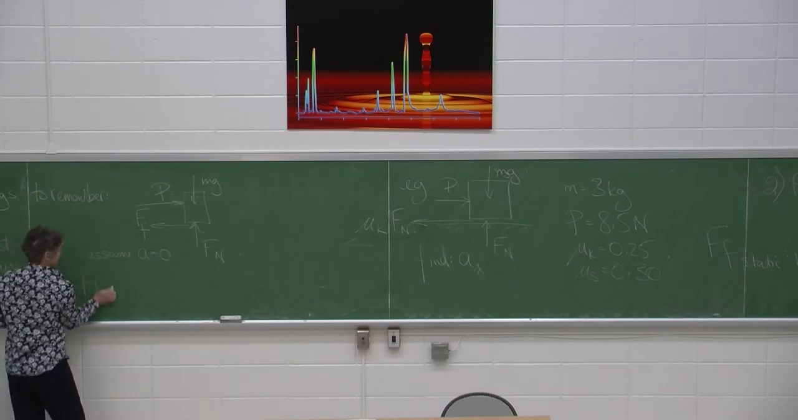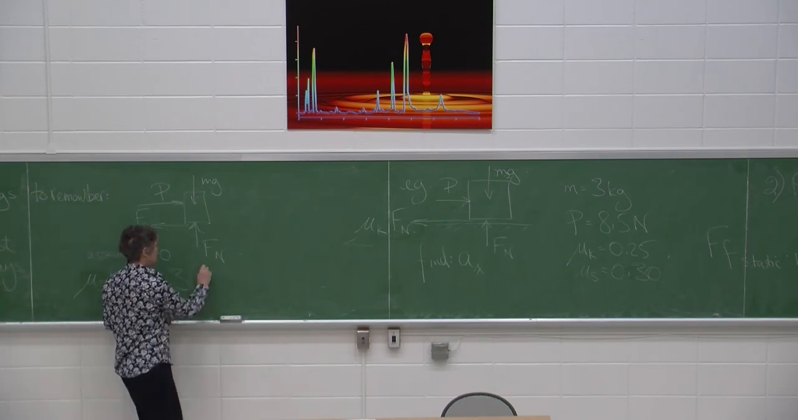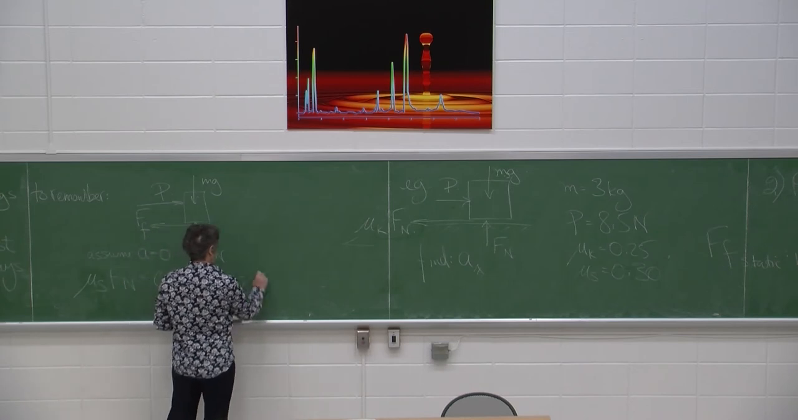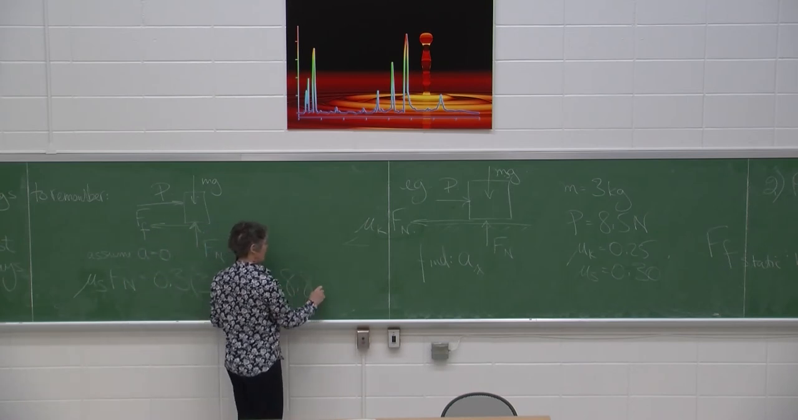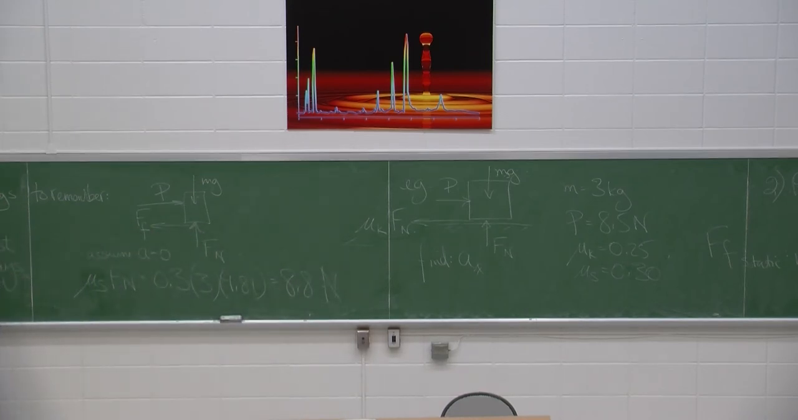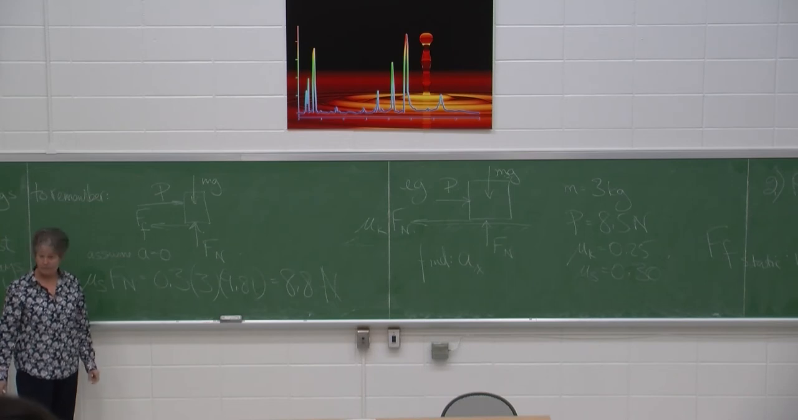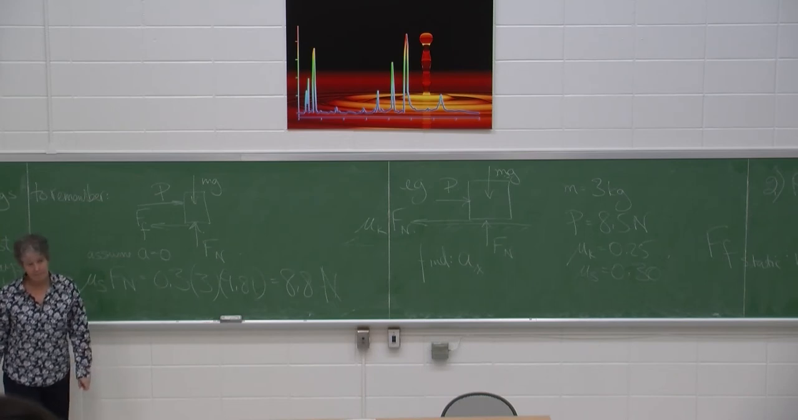So F_F max is in fact equal to mu_s Fn, which is equal to 0.3 times 3 times 9.81. And it turns out that that is equal to 8.8 newtons. So the maximum available is 8.8. I only need 8.5. And so therefore, my assumption that the acceleration is equal to 0 is a correct one. And this is a static problem. All right. Any questions?